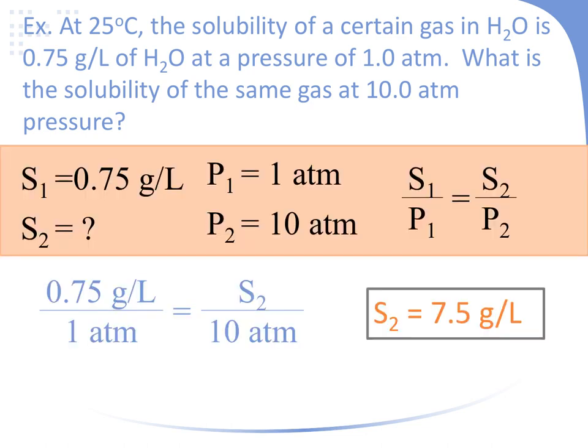So yeah, hopefully you remembered to list all of your variables. Your solubility one was 0.75, and then of course 1 atmosphere for your initial pressure, and then your final solubility would end up being 7.5 from this proportion at a final pressure of 10 atmospheres. So you can get quite a bit more to dissolve by increasing the pressure.